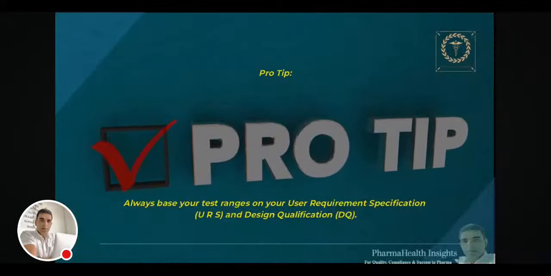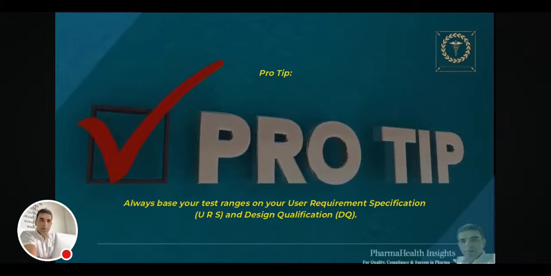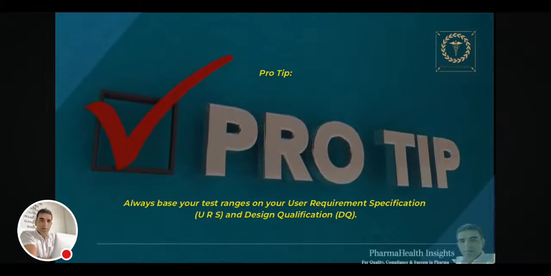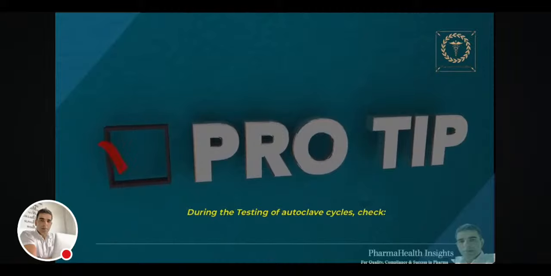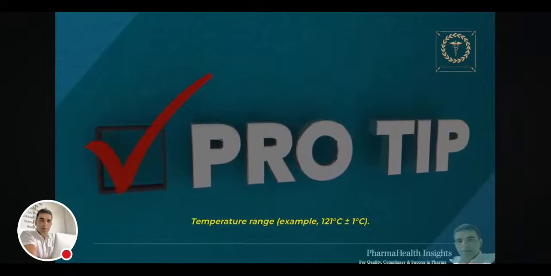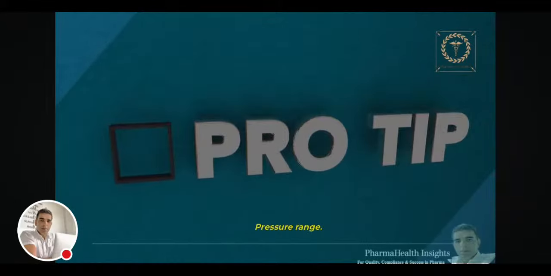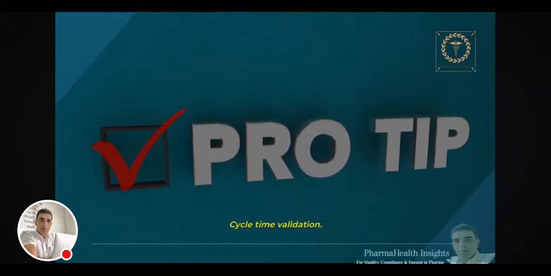Pro tip: Always base your test ranges on your user requirement specification, URS, and design qualification, DQ. For example, during the testing of autoclave cycles, check temperature range, for example, 121 degrees Celsius plus or minus 1 degree Celsius, pressure range, and cycle time validation.